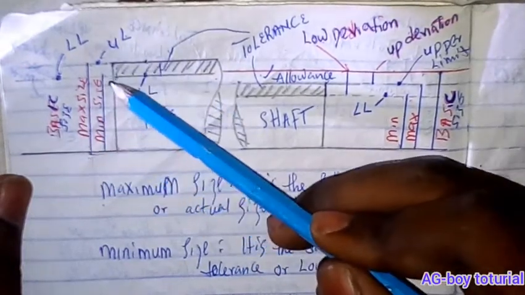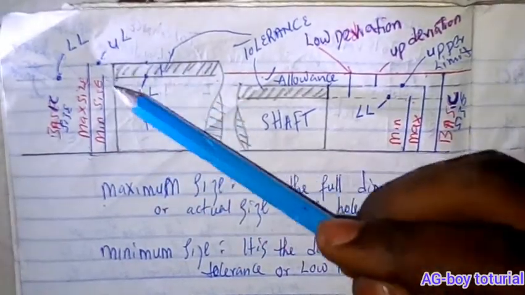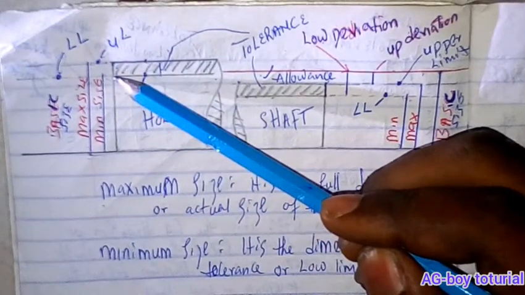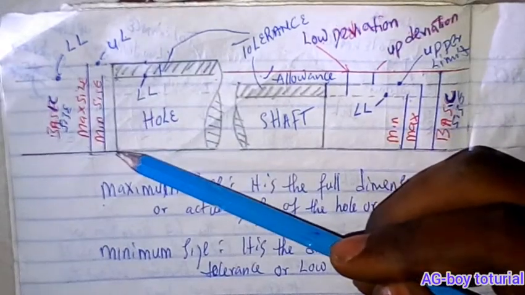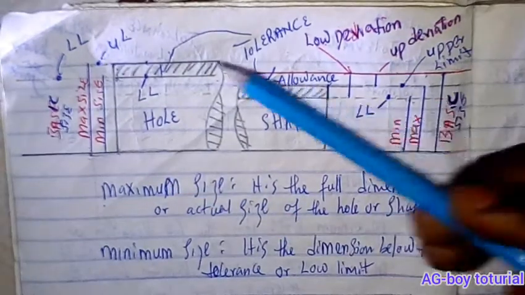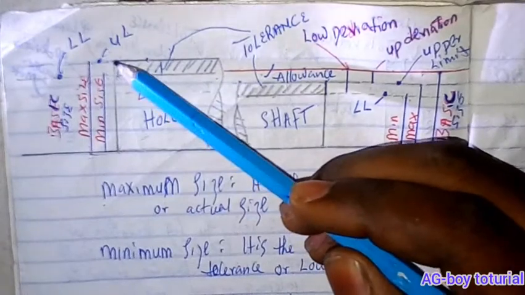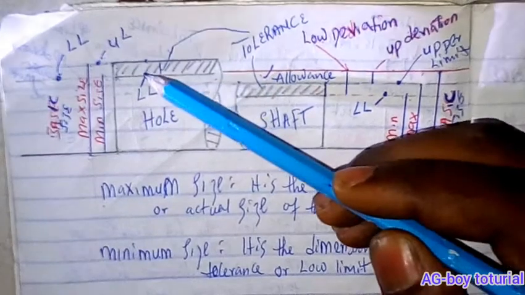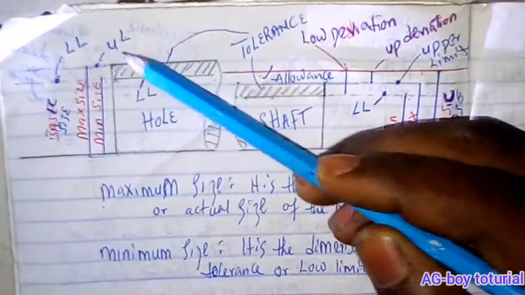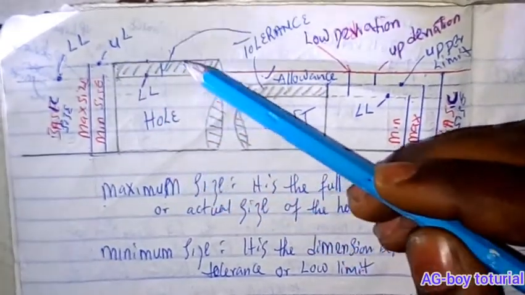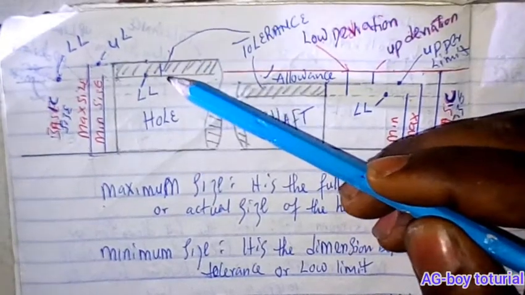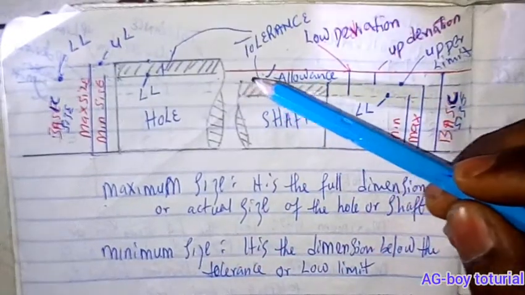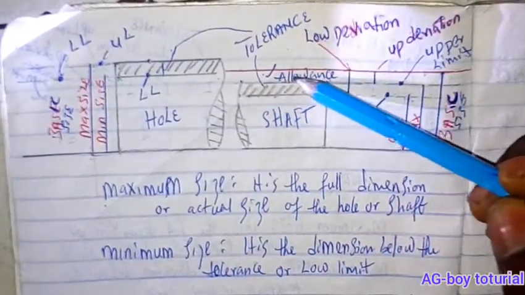Then the minimum size is from this point, that is the lower limit of the tolerance, to this point. Then this other point here is the upper limit. This other one here is the lower limit. The difference between the upper limit and the lower limit makes up the tolerance. Then this space down here is called the allowance.